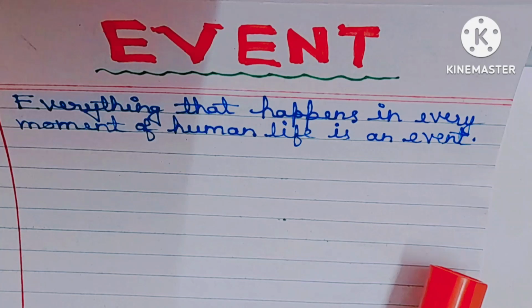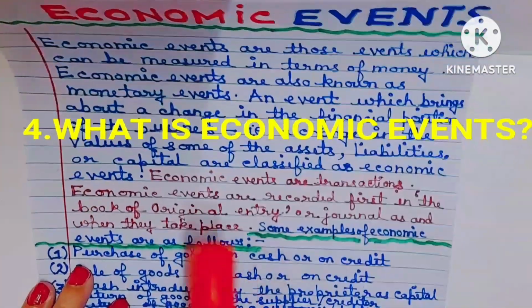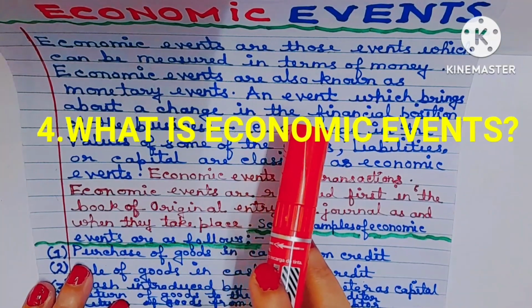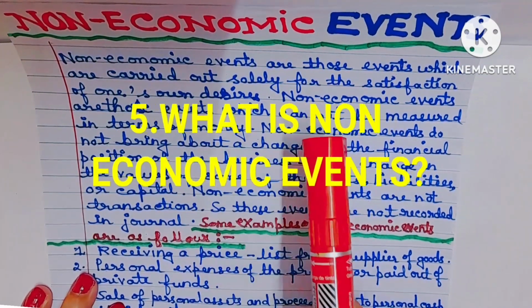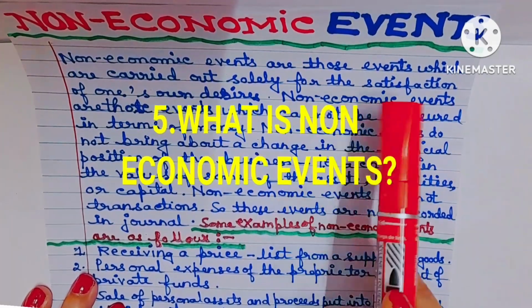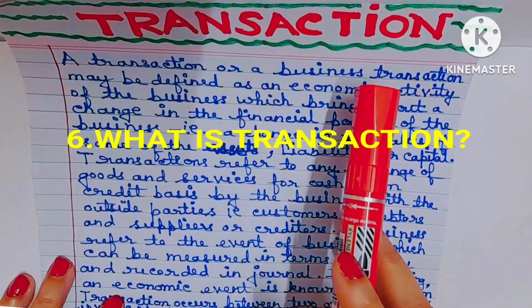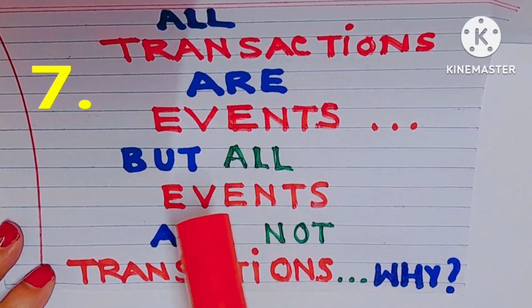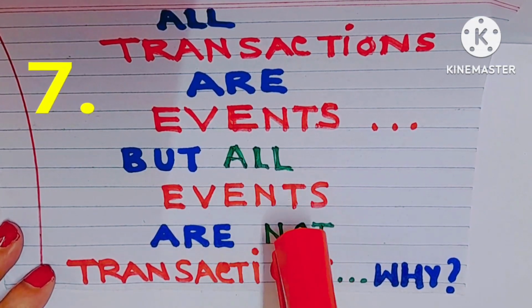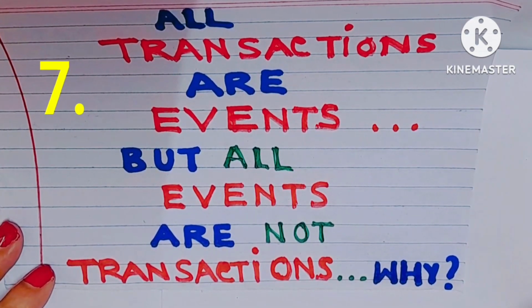Okay. Number 3, what is event? Number 4, what is economic events? Number 5, what is non-economic events? Number 6, what is transaction? Now, number 7, all transactions are events, but all events are not transactions. Why? I'm going to discuss and explain in detail.